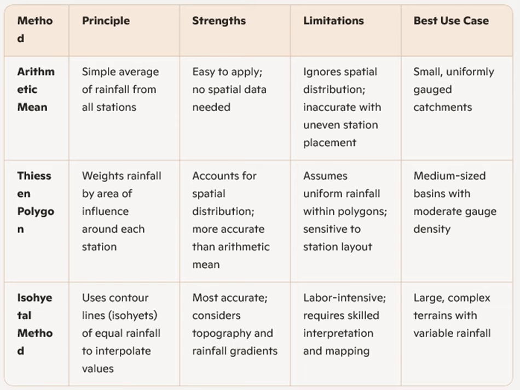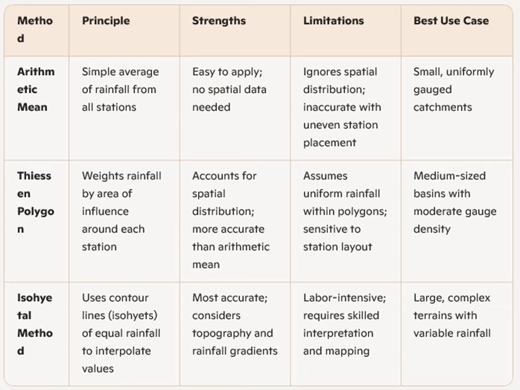Now, there are three methods for it. One is the arithmetic mean method, one is the Thiessen mean method, another one is the isohyetal method. In this presentation, I will discuss the Thiessen mean method. So what is that? Now suppose you have a watershed where there are three rain gauge stations. Let it be P1, P2, P3.